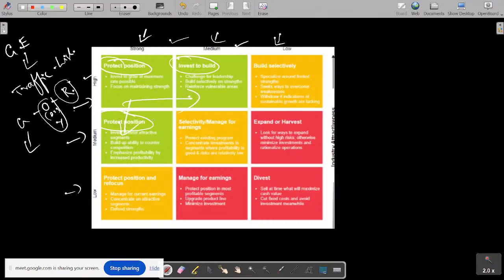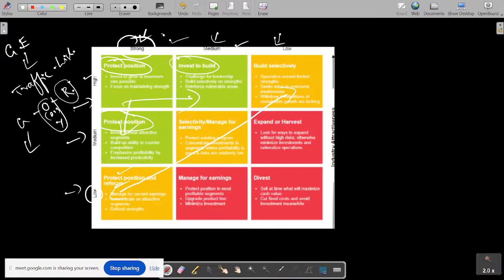These three go for green signals. If you go diagonal-wise, it's actually think twice or be very cautious. So you protect it. Not only that, because you are in a strong position, you have to protect your position. But the market growth is low, so you have to focus on how far you can deviate. Because when I go for defining the strategy, I have to think whether I go for an expansion strategy or a diversification strategy or whatever it is.